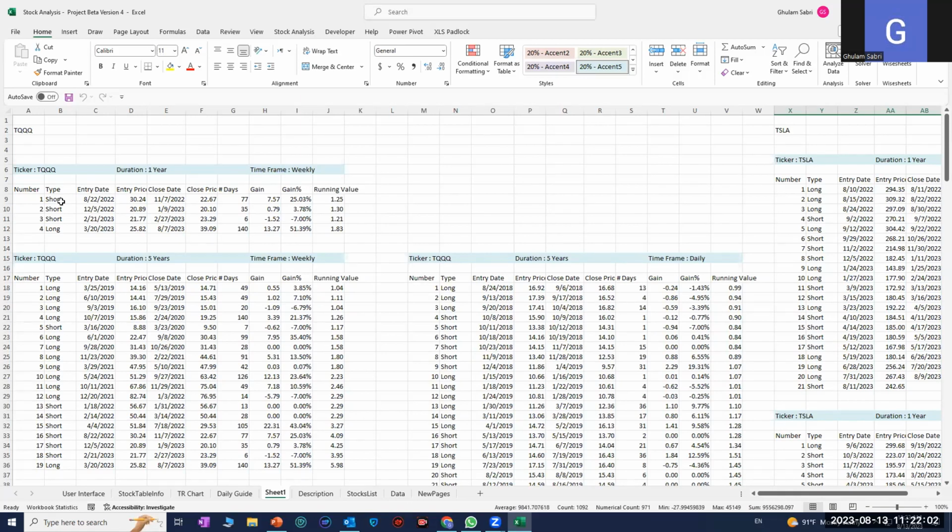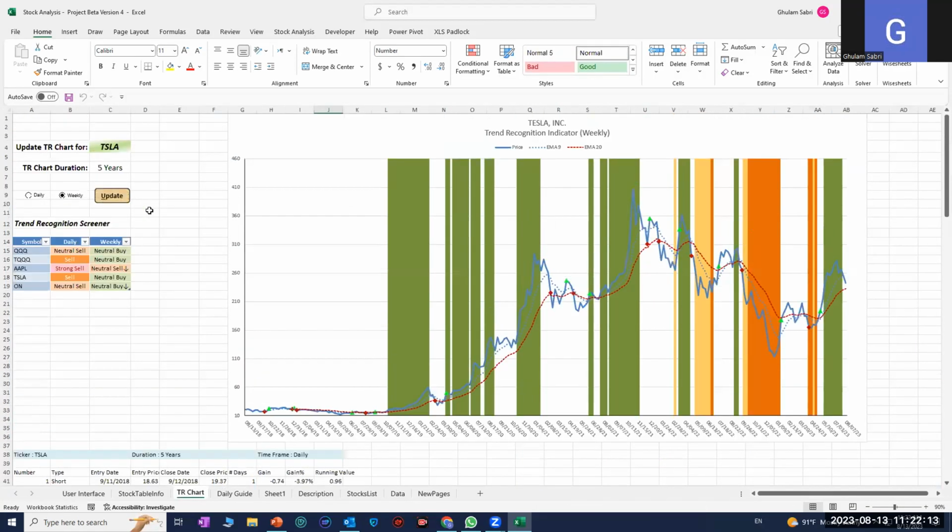Now you might want to, for any reason, say because the market was struggling and coming down last year, during 2022, it did not make sense to go long. Therefore, the signal was telling you. Let's go and see the TQQ chart, and that will tell you what happened during last year.